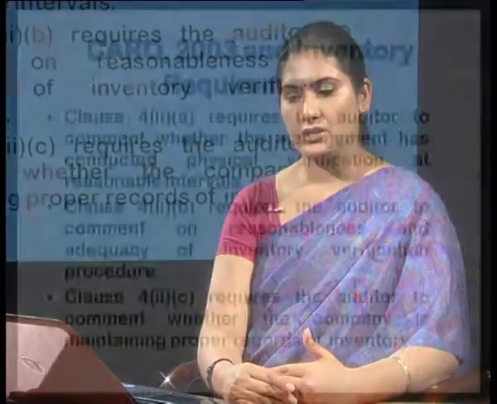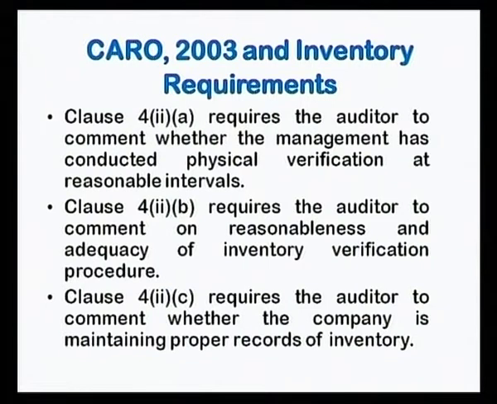Now, let us also study the CARO 2003 and inventory requirements. First one is the clause 4.2a, which requires the auditor to comment whether the management has conducted physical verification at reasonable intervals. Clause 4.2b requires the auditor to comment on reasonableness and adequacy of inventory verification process. Clause 4.2c requires the auditor to comment whether the company is maintaining proper records of the inventory. Hence, all these requirements of the auditor's report order have to be complied with regard to the inventory.